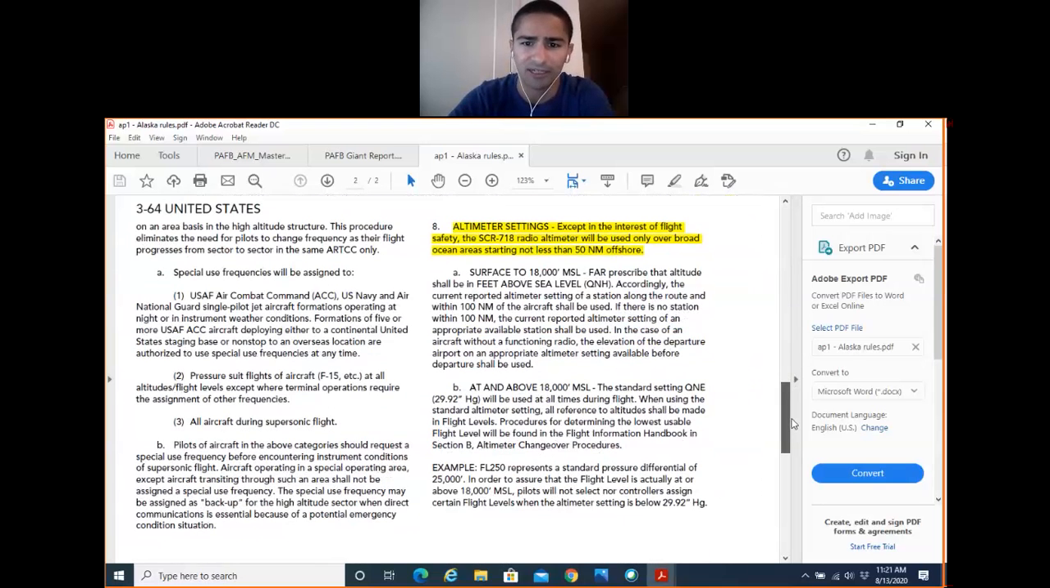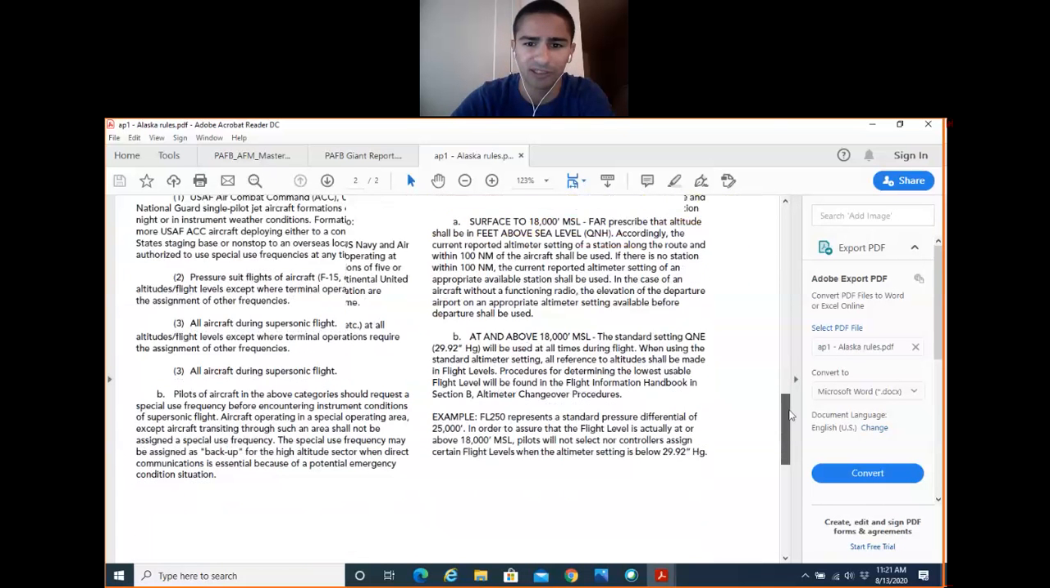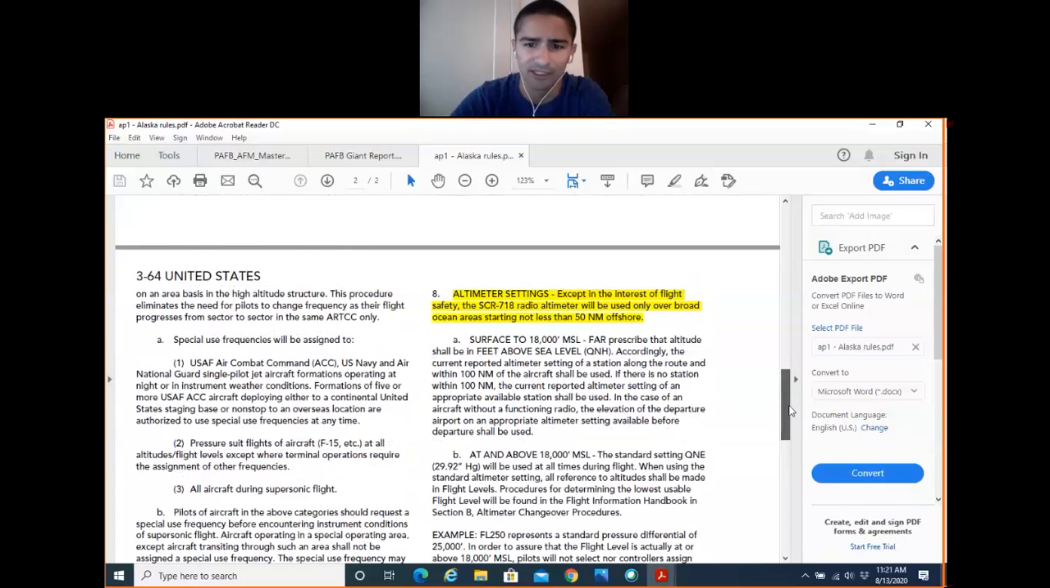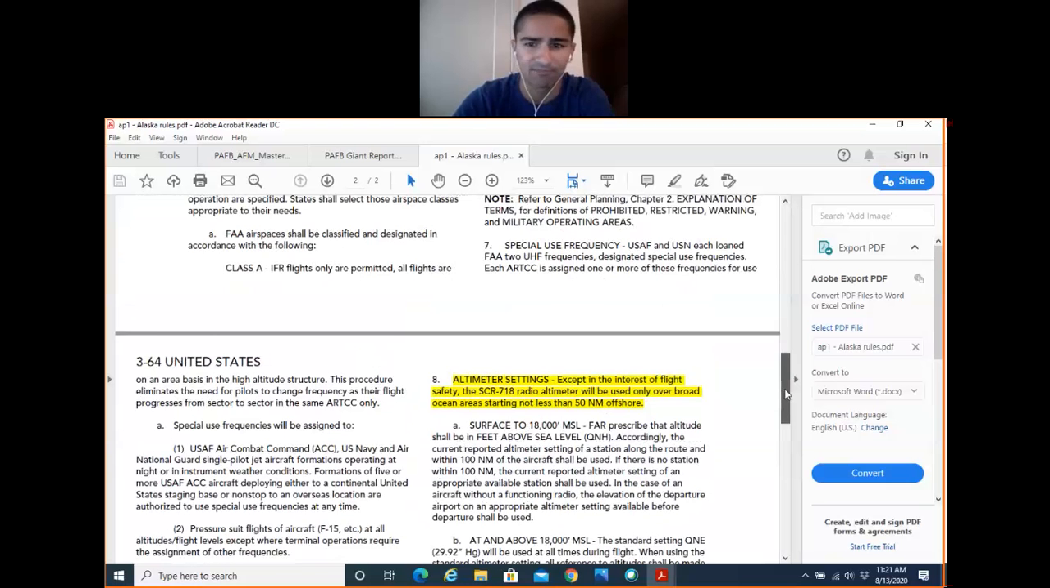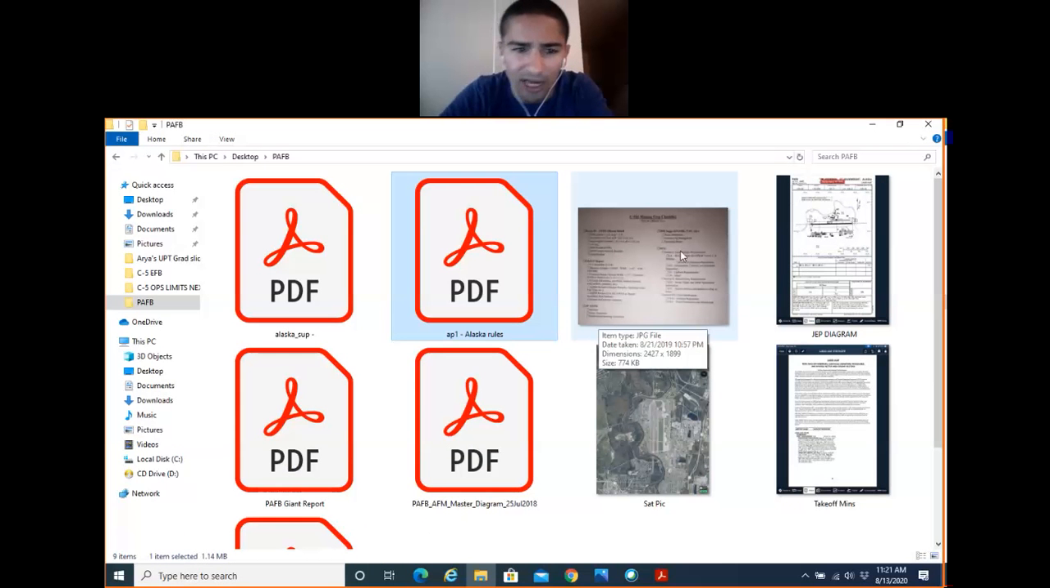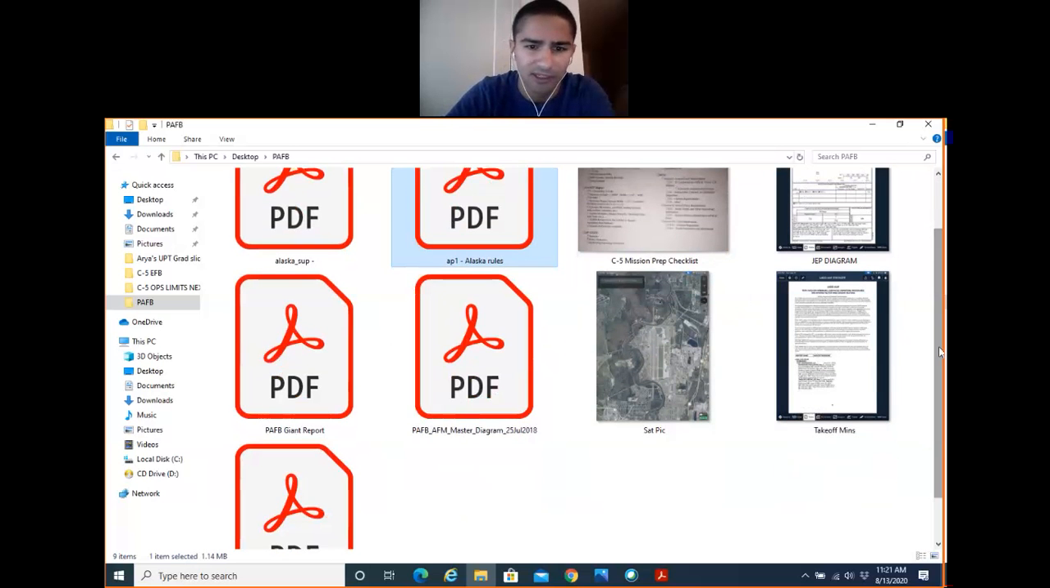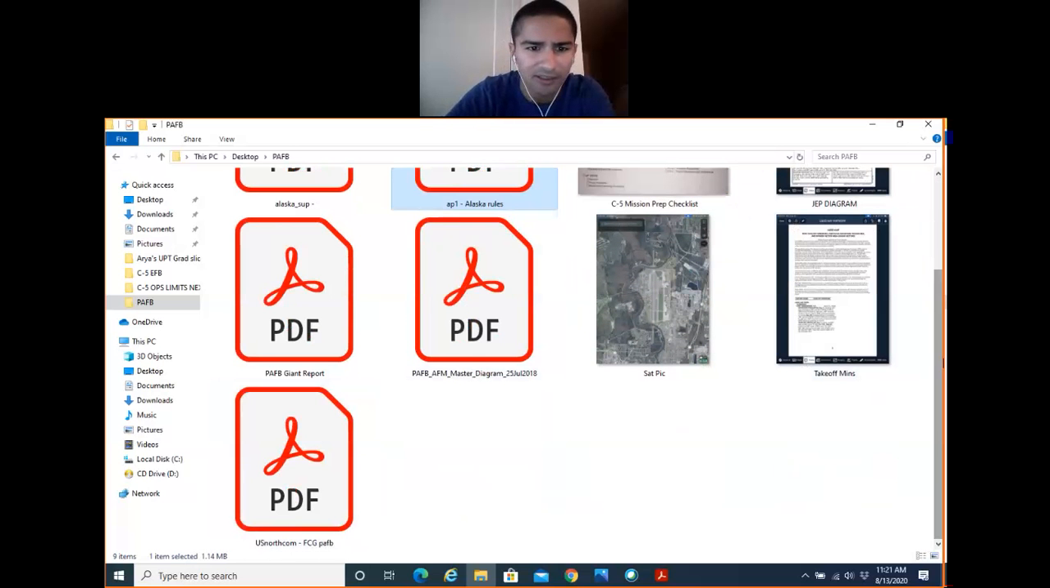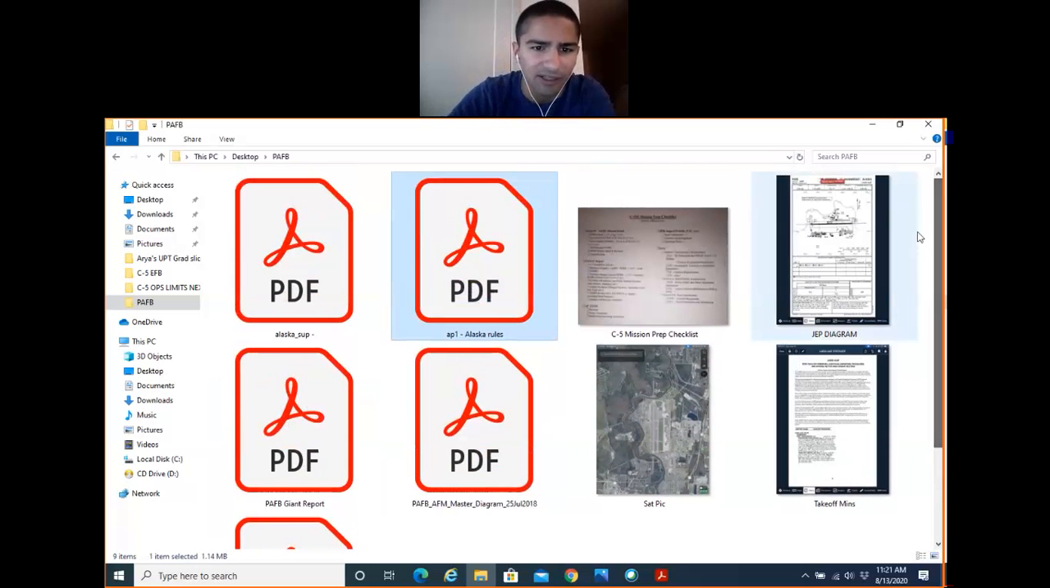Looking at altimeter settings, local to Alaskan operations. Looks like this will just be broad stuff for the region that you're in. Looking at the IFR SUP, in this case, the Alaska SUP.